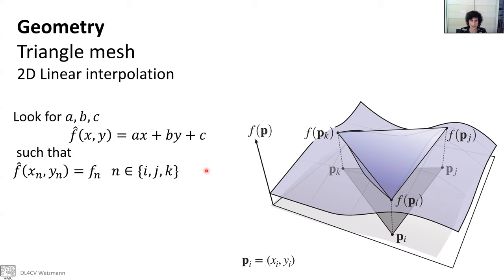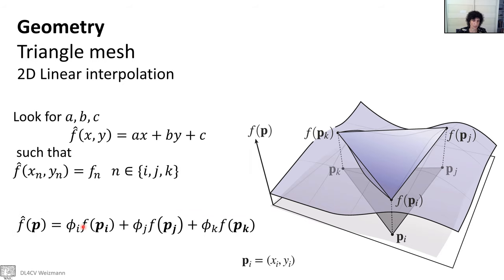Everybody is familiar with it. So I'll get some function, f hat. It turns out that this function can be expressed by the barycentric coordinates. What do I mean by that? If I have a point P here, on the triangle, then the value at the point by this 2D linear interpolation can be expressed by phi I times the value at PI, plus phi J times the value at PJ, plus phi K times the value at PK.